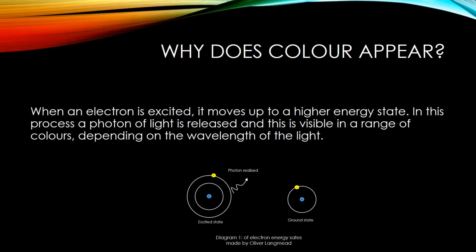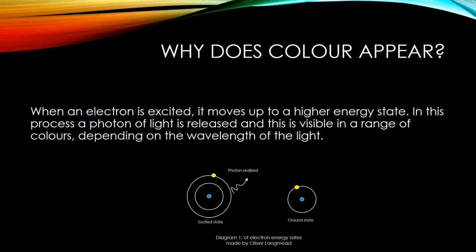Electrons cannot remain in these higher energy states for too long, and therefore will emit energy in the form of a photon of light. When this photon is released, the electron will return to a more stable ground state. This is much lower in energy, so therefore is more stable.